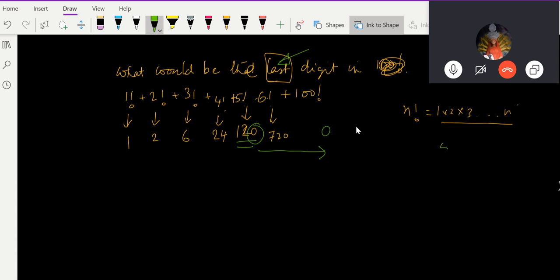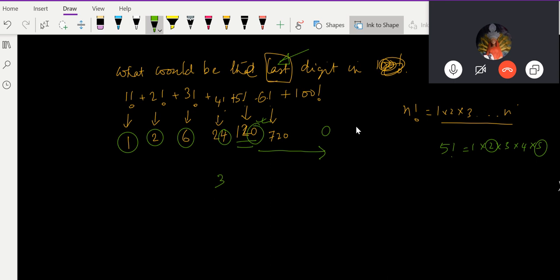Because 5 factorial means 1 into 2 into 3 into 4 into 5. 5 into 2 is 10. That is why we get a 0 here, right? So now tell me what is the last digit? 3. Just add up these numbers and you get 3, right?